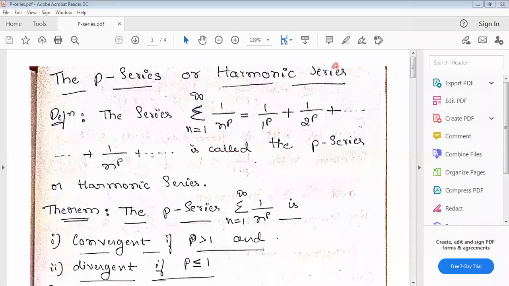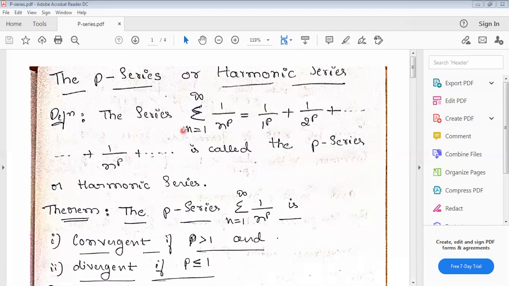Dear students, welcome again. In the last class on the series, we saw all the 5 forms of comparison test. Just recall those. In this session, we shall see the P series. It is also called the harmonic series. Let us see first how the P series looks like.